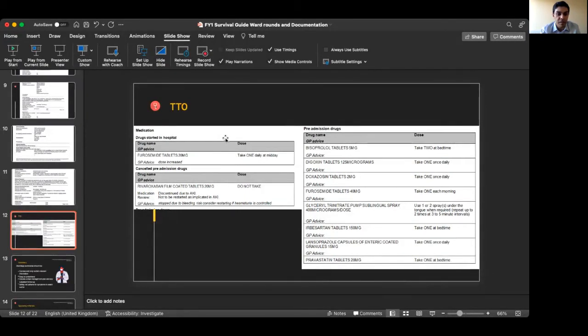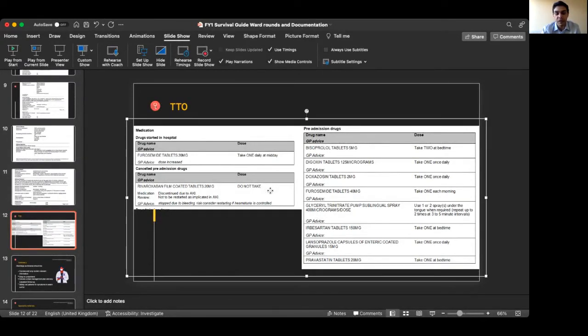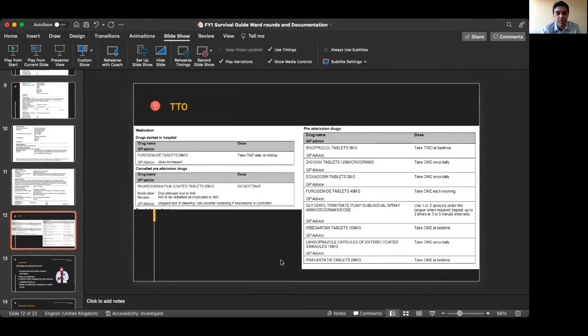So it will have a section about any drugs started in hospital. For the example of this patient, they've been started on furosemide 20 milligrams, so the dosage and how often to take it. So take one 20 milligram tablet daily at midday. So why it's important to have this much detail is because the patient will receive a copy of this. So it will have instructions on when to take your medications and how often.